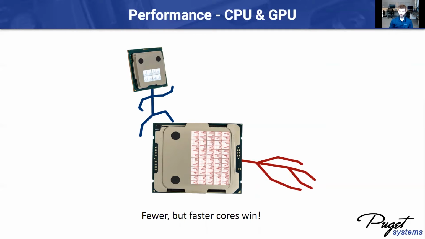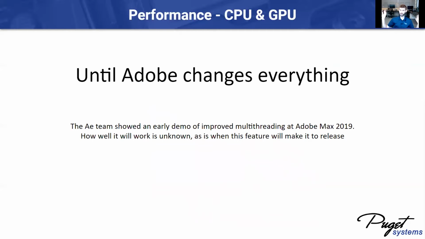And I will put a little caveat on here that this is just until Adobe changes everything. Hardware and software is always evolving. Actually at Adobe Max last week, they showed a little demo of how they were going to be bringing multi-threading back into After Effects. This was a feature that was in After Effects. They took it out in the 2015 release. I don't know if they ever came out and said exactly why, but my impression was it was because that's when they added GPU acceleration and it had some conflicts there. It was also just problematic, especially with plugins, it would break oftentimes.